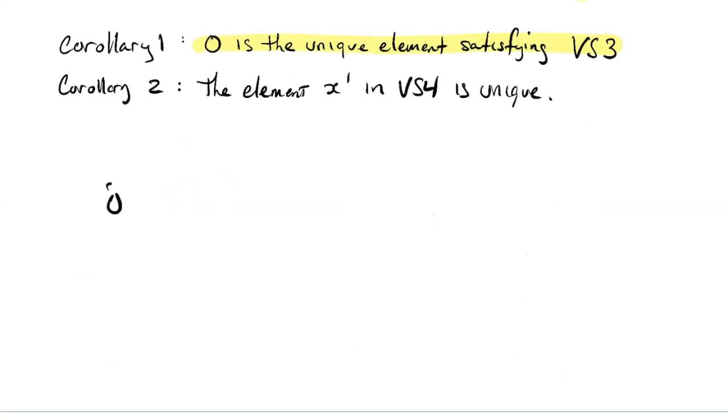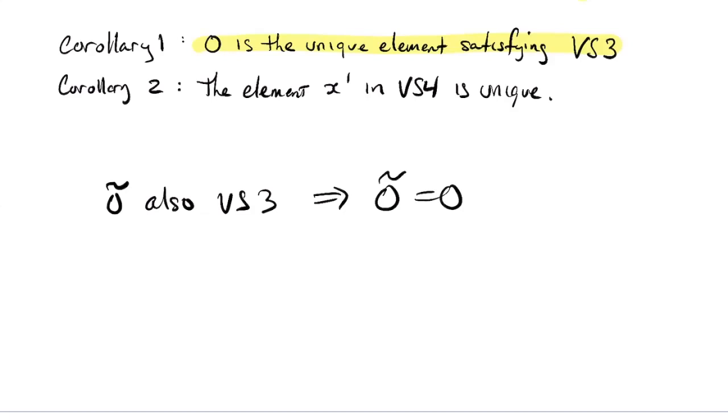It means that if some other element, let me just call it 0 tilde, also satisfies vector space axiom 3, then it must be the case that it's the same as zero. That's what corollary 1 is. So you're going to get to think, how are you going to get that out of the cancellation law? That's the secret. I'm not going to prove it. I'm going to leave it to you.